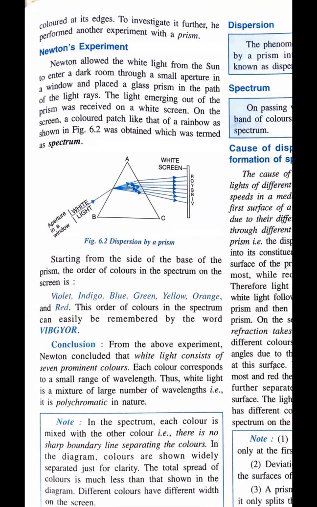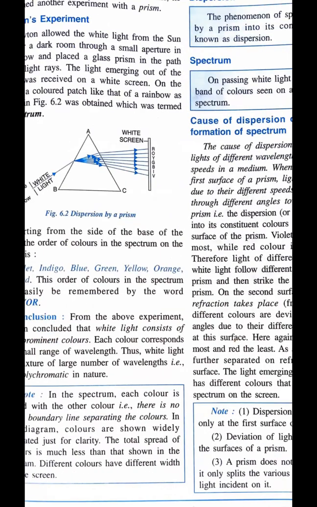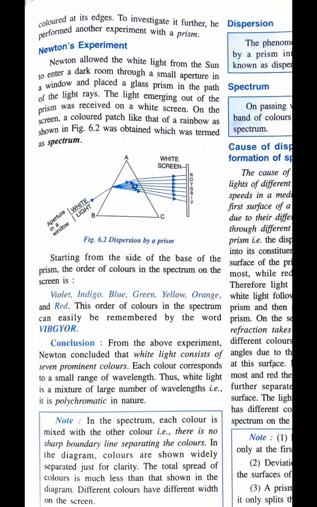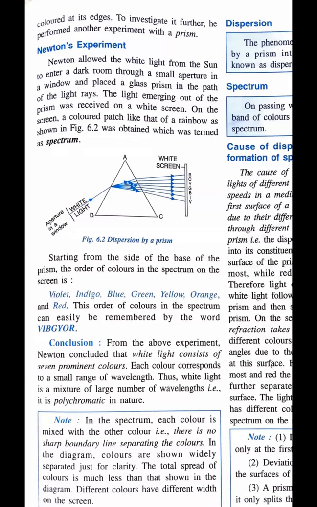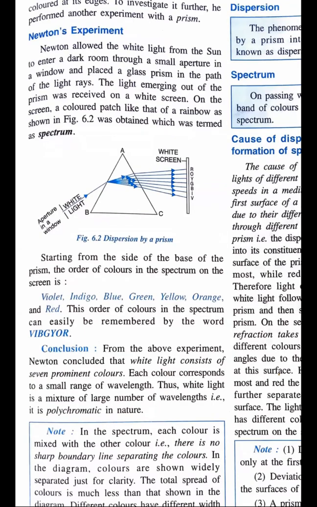Okay. Conclusion from the above experiment: Newton concluded that white light consists of 7 prominent colors. Each color corresponds to a small range of wavelength. Thus, white light is a mixture of a large number of wavelengths. It is polychromatic in nature. Poly means many, chromatic means color. So it is made up of many colors. Is this clear?